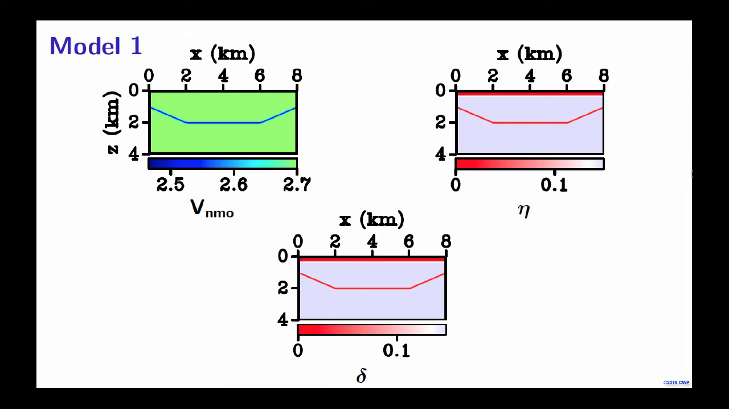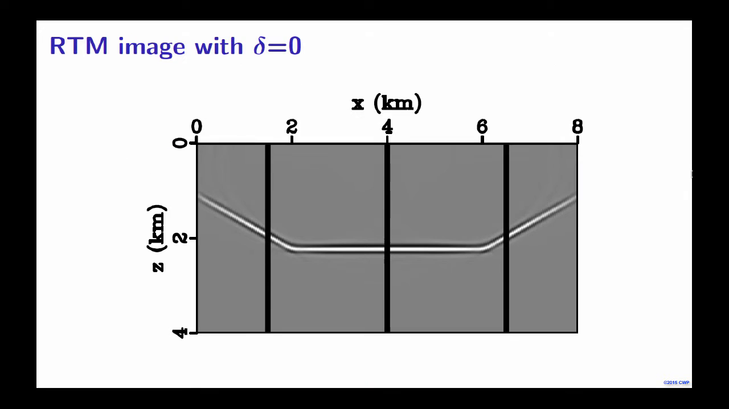And what about delta? In this model, delta does not vary laterally above the target horizon, and therefore it does not affect the reflection moveout in the data domain and consequently the residual moveout in the image domain. The only thing that is affected is the reflector positioning. This is the RTM image obtained with delta equal to 0, which is an incorrect value, and let's compare it with the actual model.